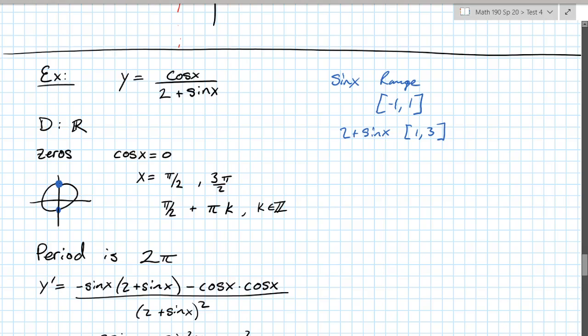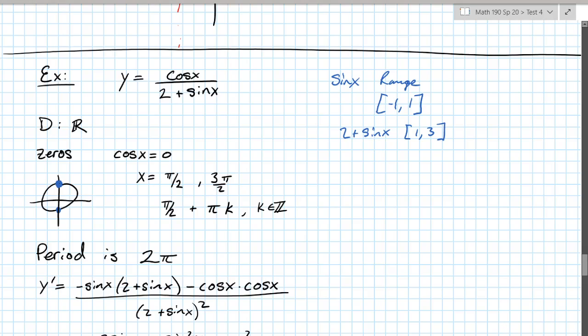So cosine on the top is a number between +1 and -1. The number on the bottom is between 1 and 3. So the domain is all real numbers. So no vertical asymptotes. Next, we want to take a look at the zeros of the function.